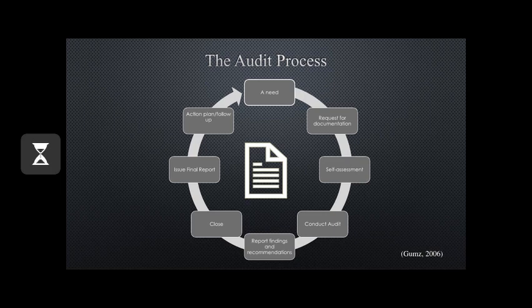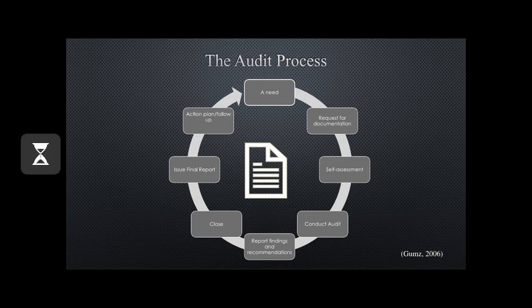Step 6, close the audit. The auditor will close the audit and will not ask any further questions and will not review anything further within the process. At this step, it is completely finished. The auditor's work has been done. Step 7, issue the final report. The auditor will issue the final report of their findings, including any preventative or corrective actions needed.